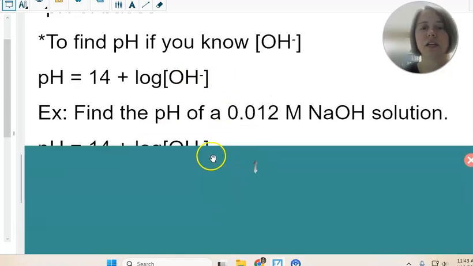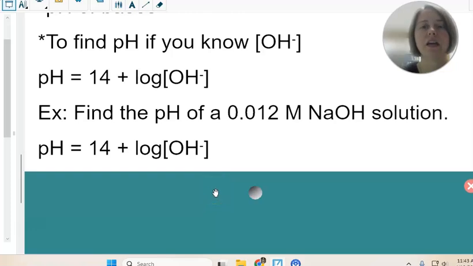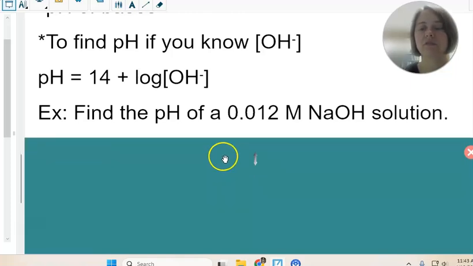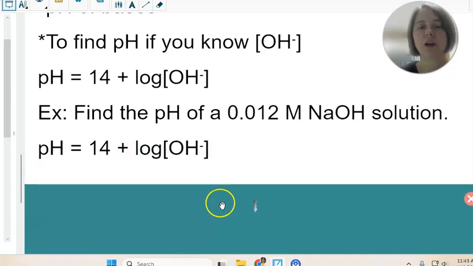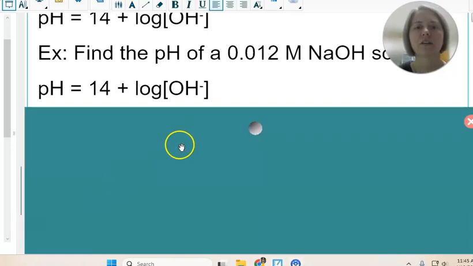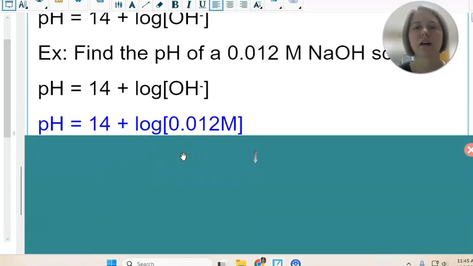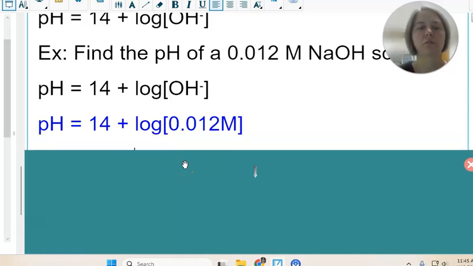So let's do an example. Find the pH of a 0.012 molar sodium hydroxide solution. So please write that down. And then the first thing we do is we write our equation: pH equals 14 plus the log of the hydroxide concentration. Okay, the next thing we're going to do is sub in our numbers. So please write this down. The pH equals 14 plus the log of 0.012 molar.